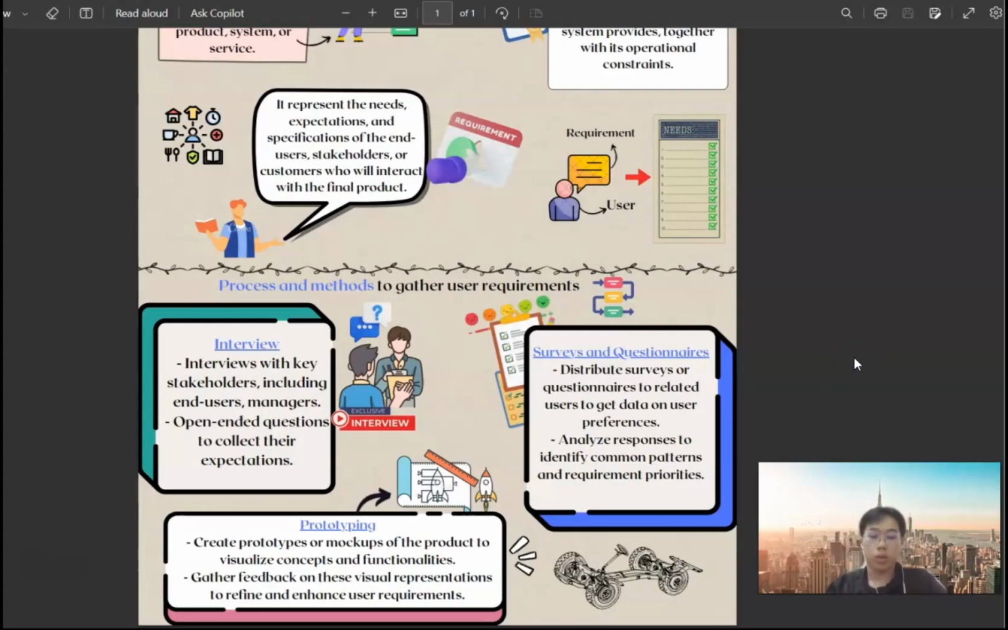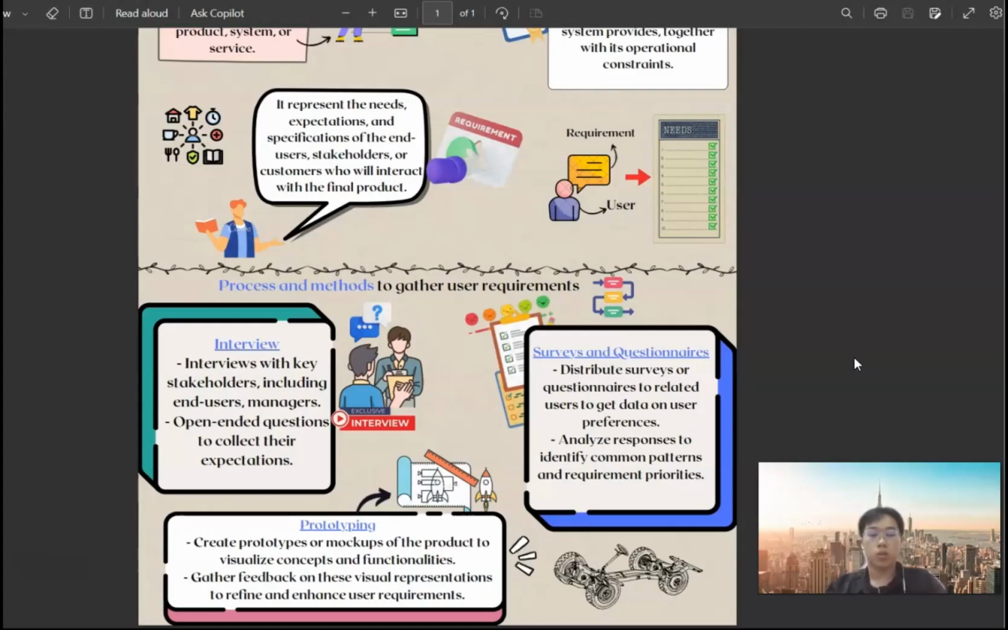And today I'm gonna talk about two processes and methods to gather user requirements. The first one is surveys and questionnaires. To distribute surveys or questionnaires to related users to get data on their preferences. After getting back the sample of surveys, we can analyze responses to identify the common patterns on requirement priority, like which requirements have the higher priority, which we have to do first.